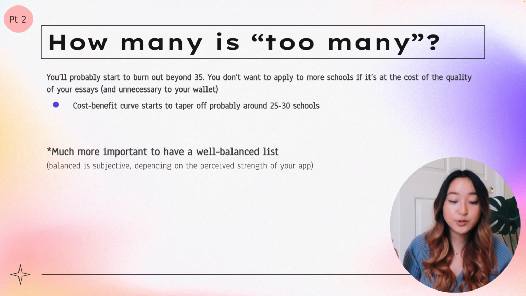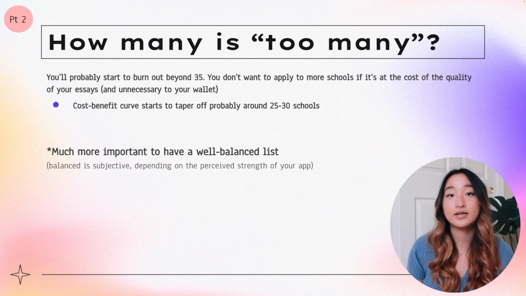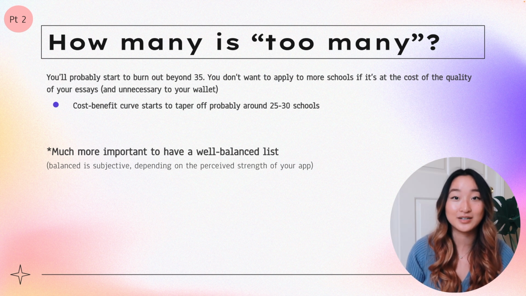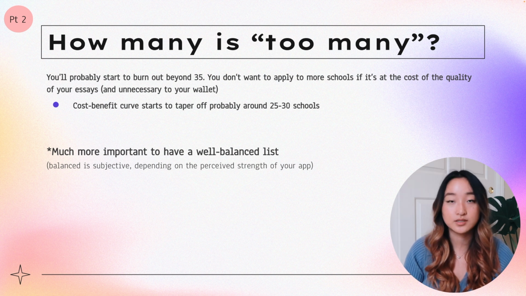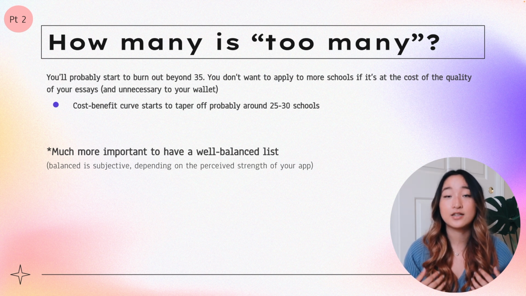When are you applying to too many schools, to the point of affecting the quality of your secondaries? Personally, I think you'll probably start to burn out around the 35 mark, and I think the cost-benefit curve of applying to more schools will probably taper off around 25 to 30 schools. Again, it's much more important to have a well-balanced, thoughtfully crafted medical school list than it is to apply to a ton of schools randomly.